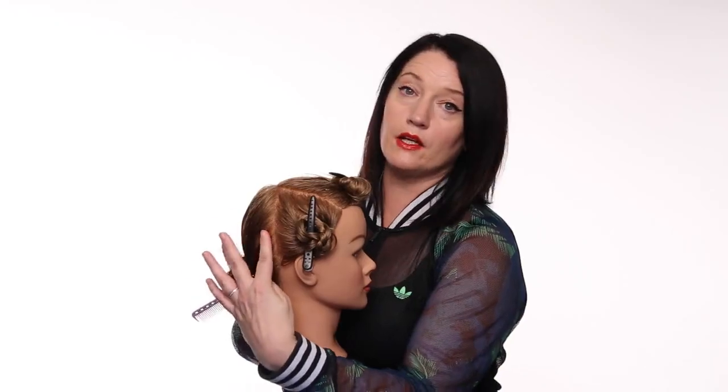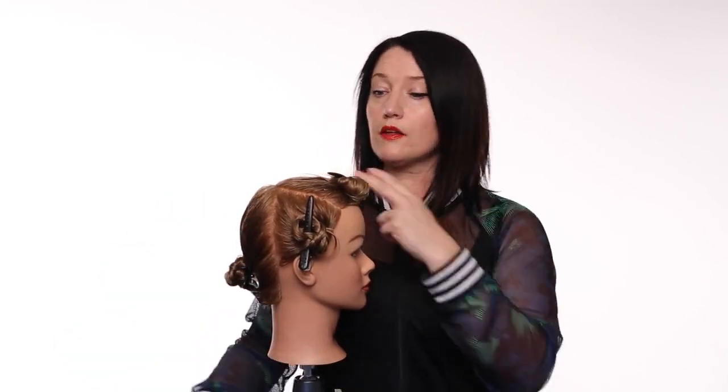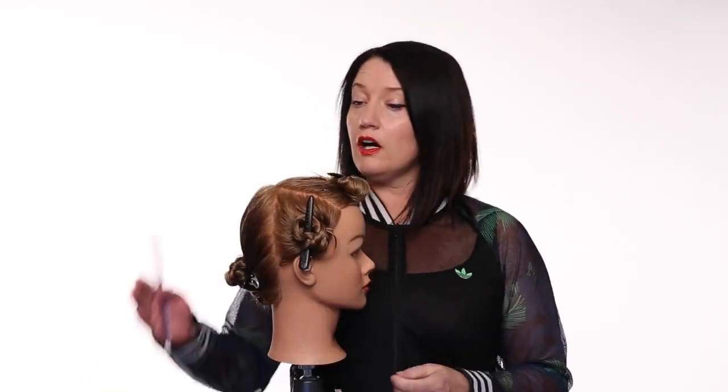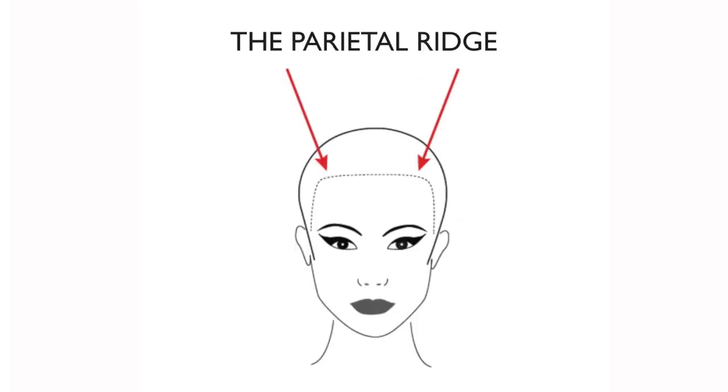So this is the back area. This is the side area. We have a more even density between the back, the sides, and then the top. The main areas that are important to us when making the decisions in the consultation are the occipital bone, the mastoid process, and the parietal ridge. The occipital bone is a very important bone structure that we need to really pay attention to in the consultation.